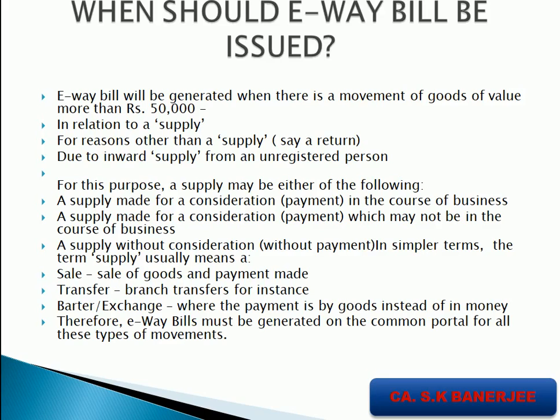So in simpler terms, supply usually means a sale of goods, payment made. Transfer, that is branch transfers. So even in cases of branch transfers, an e-way bill has to be issued, or if there are any barters or exchange where the payment is made by goods instead of money. Therefore, e-way bills must be generated on the common portal for all these types of movements. So basically, any kind of movement, branch transfers, barters, sale of goods for payment or without payment, any kind of movement of the goods, you have to generate this e-way bill.